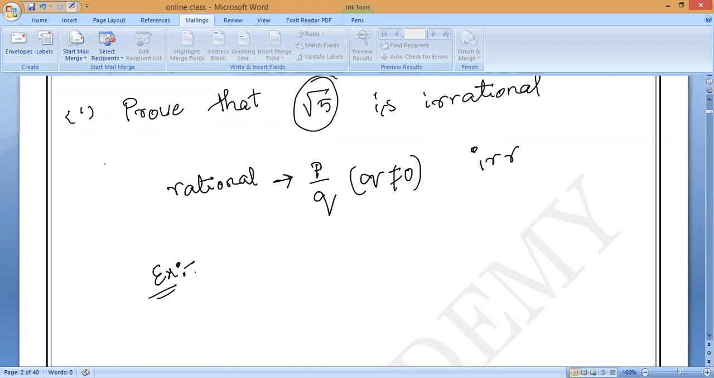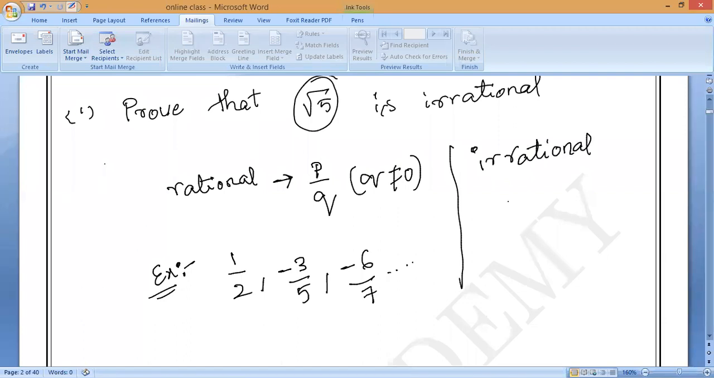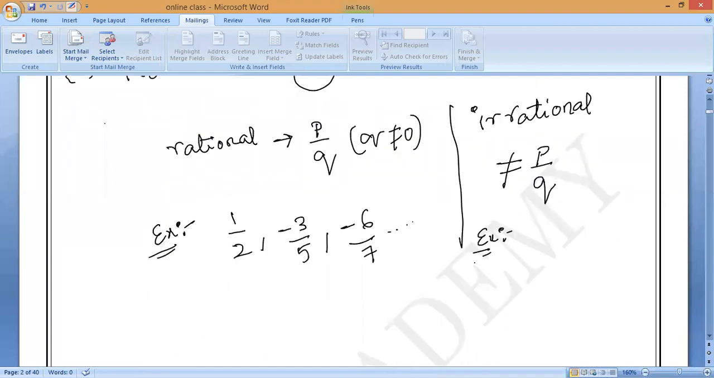Say some examples for rational numbers. 3 by 5, minus 6 by 7, and so on. Okay, what is irrational? Ma'am, roots are never ending infinite numbers. We can't write them in the form of P by Q, correct? Say some examples. Root 2, root 3, root 5, square root of any prime number. And pi is rational or irrational? Irrational, ma'am. So these are the examples for irrational numbers.